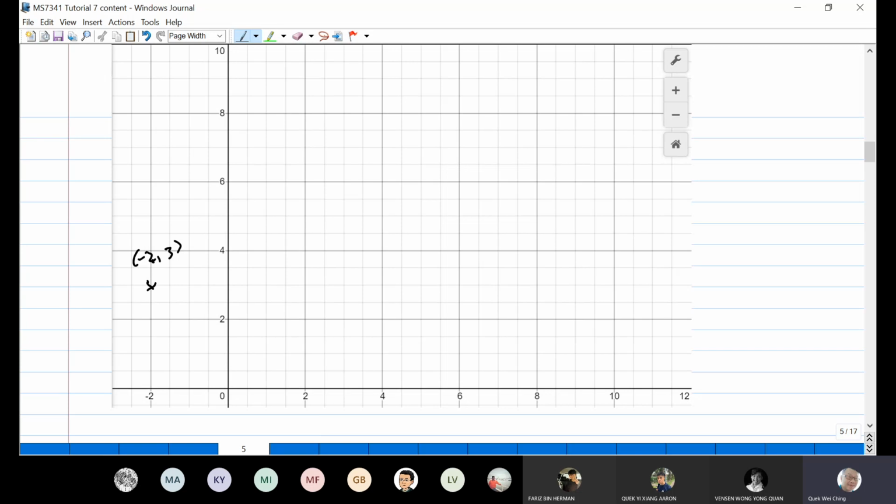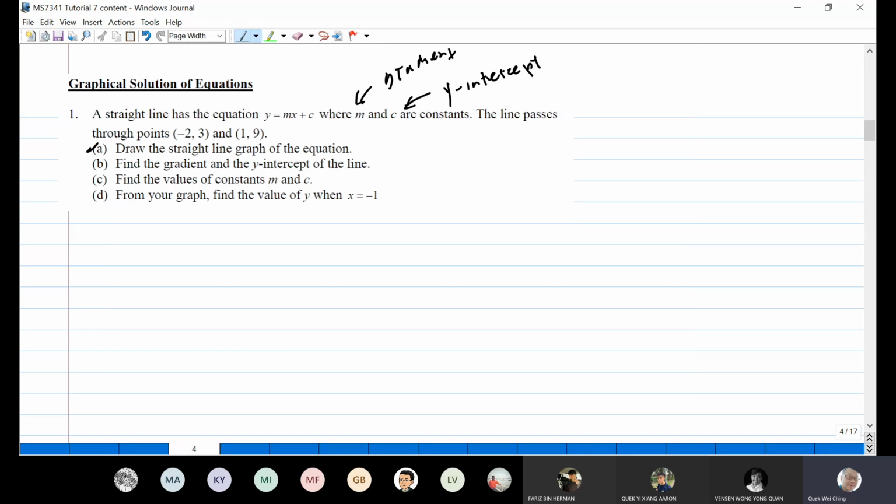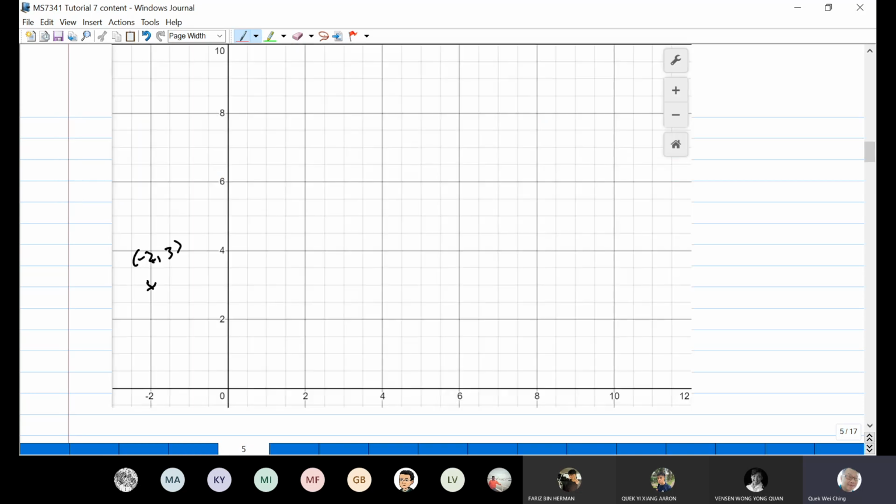So I have a point (-2, 3), the first point given to you. And then another point is (1, 9). So go to the graph paper where is 1 and 9. 1 somewhere here, and go up all the way to 9. So this is (-2, 3) and this is (1, 9). These 2 points are enough to give you a straight line. So you can join these 2 points together, straight line.